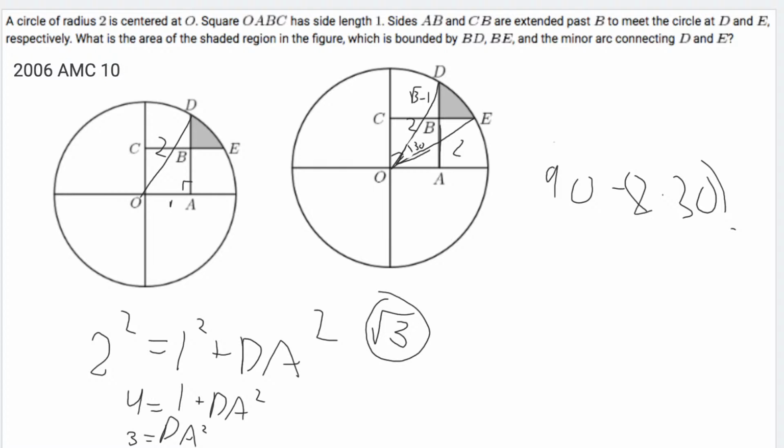So now if that's 30 degrees, that is just 1/12 of the area of the entire circle. So if it's 1/12 of the area of the entire circle, what is it? Pi r squared, and the radius is 2. So it's 4 pi. So that means the area of the sector is just pi over 3. Now I want you to solve this problem.